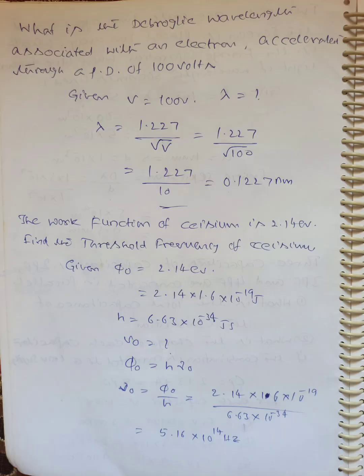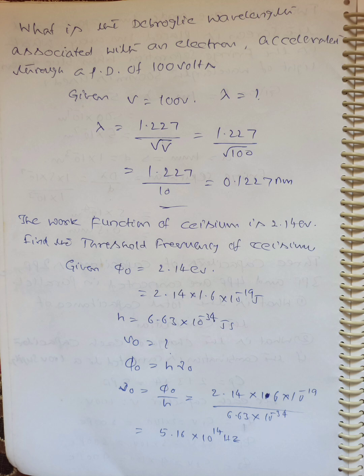What is the de Broglie wavelength associated with an electron accelerated through a potential difference of 100 volts? It is given that V is equal to 100 volts. Now what is the wavelength lambda? Lambda is equal to 1.227 by square root of V. That is equal to 1.227 by root 100, 1.227 by 10, 0.1227 nanometers.